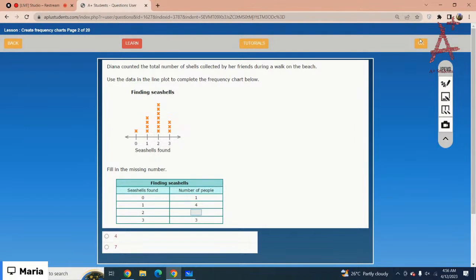That would be the second one. 7. Got it? You have to count the crosses in front of 2. So the correct option is 7.